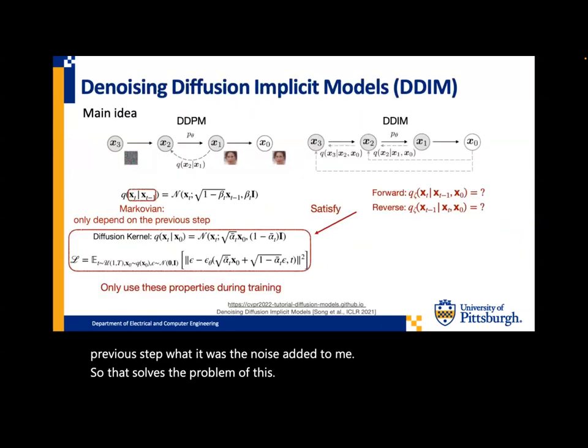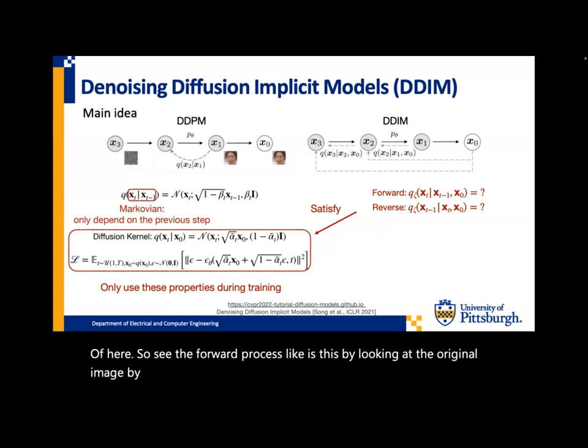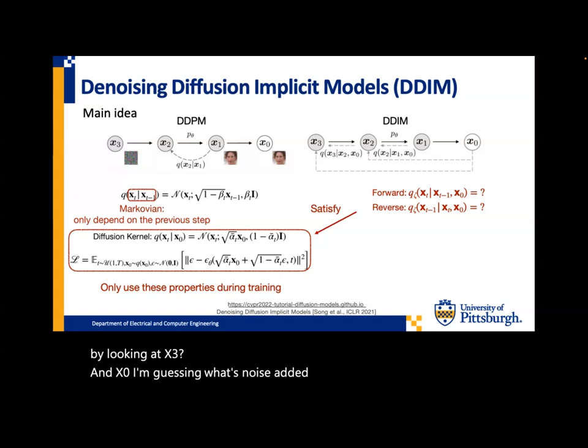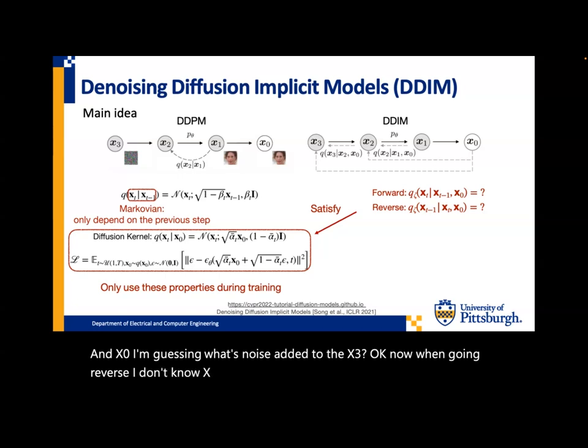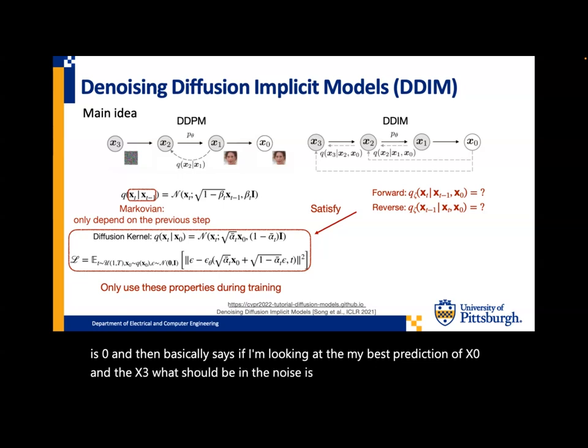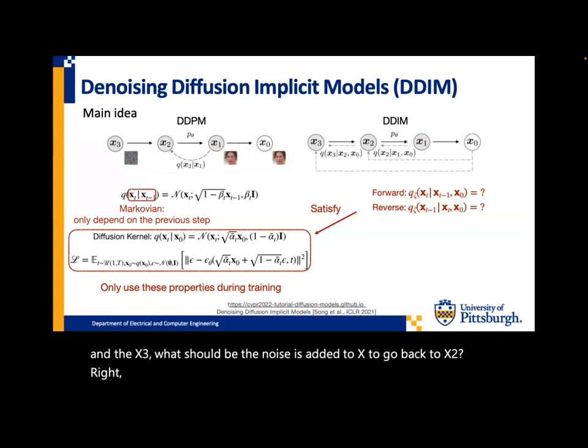So see, the forward process is this. By looking at the original image and x1, I'm guessing what's the noise added to x2, right? By looking at x3 and x0, I'm guessing what's the noise added to x3. Now, when going reverse, I don't know x0, but I'm just going to try my best to predict x0. And then if I'm looking at my best prediction of x0 and x3, what should be the noise added to go back to x2, right? So that's the reverse process.